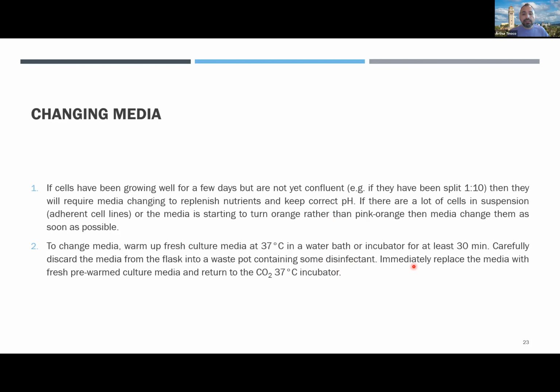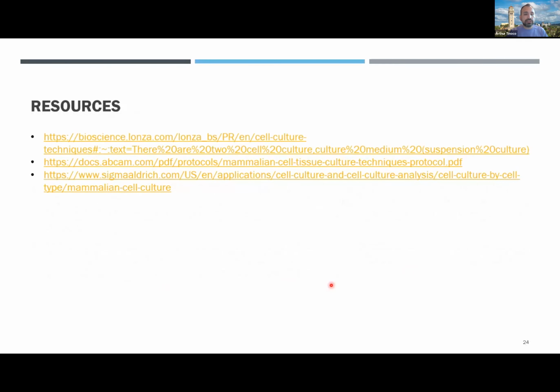Okay. Immediately replace the media with fresh pre-warmed culture media and return to the incubator with the optimal CO2 and 37 degrees temperature. Okay. So here are some references. I will be providing you these slides so that you have them for your own use. You've also received a handout by email of instructions of the process of culturing these cells and being able to count them. That's the exercise that you're going to be doing in person on Monday with Israel.